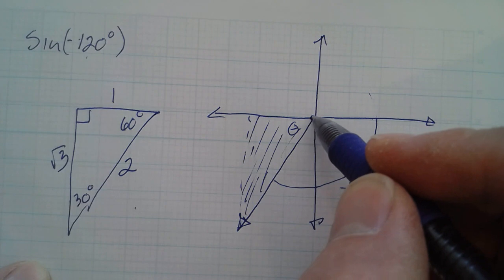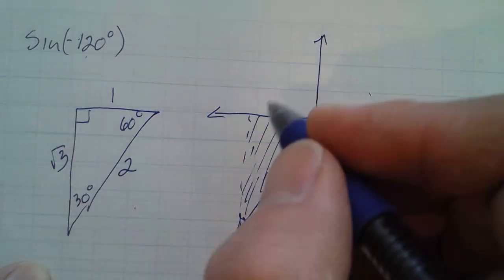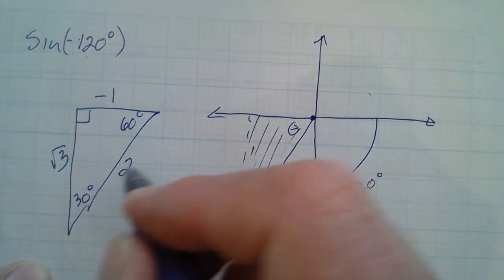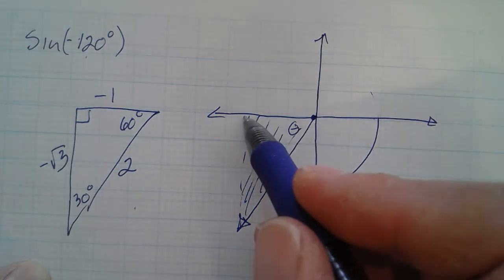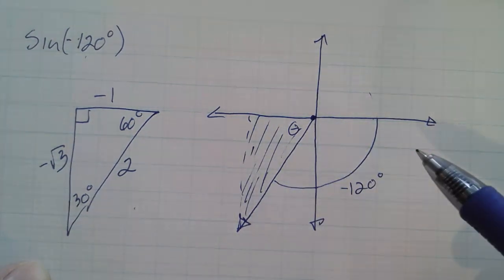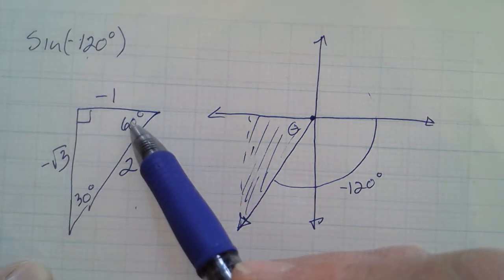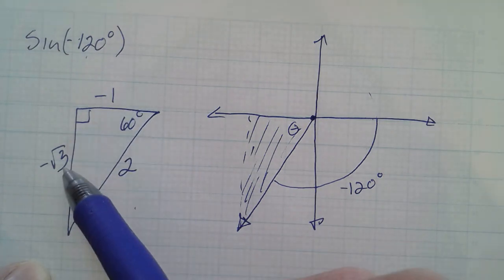All right, so positive or negative? Starting here, you go left 1, so that's negative 1, and down square root of 3, so that's negative square root of 3. So there's negative, negative. The hypotenuse is always positive. Once we have it drawn, the sine is opposite over hypotenuse: negative square root of 3 over 2.